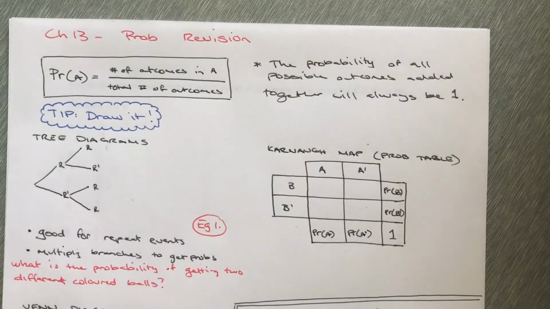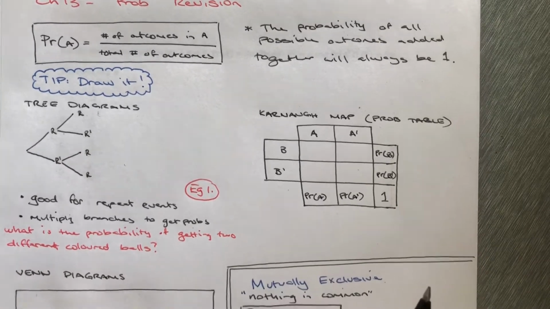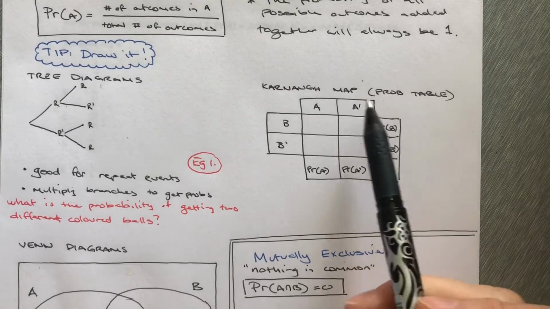Hopefully you can now see how tree diagrams can be helpful. With that situation, we didn't necessarily need to use the tree diagram, but it helped us to visualize it, which can help out a lot of people. The next thing we'll have a look at is probability tables.